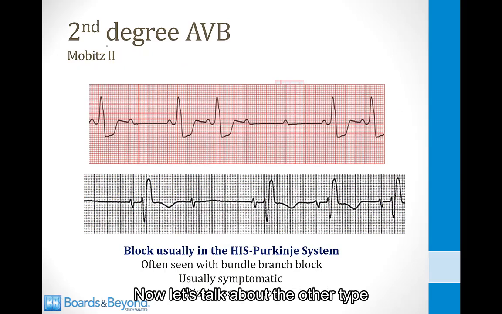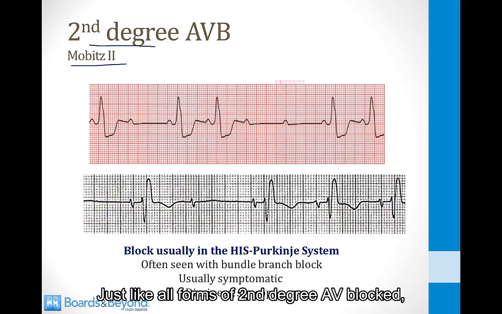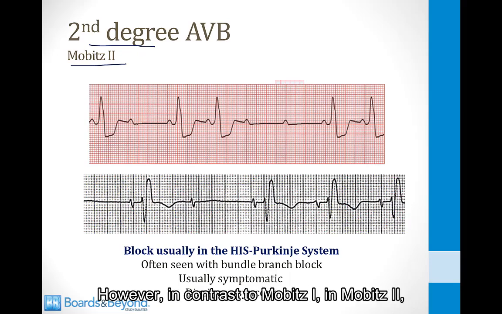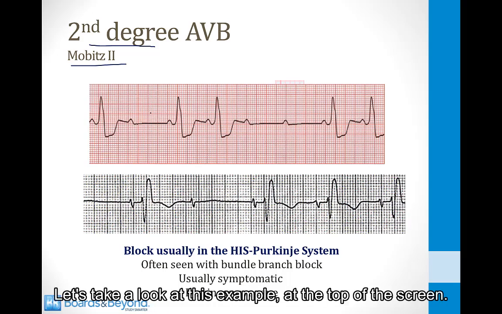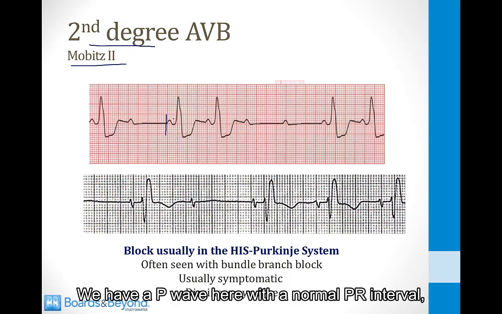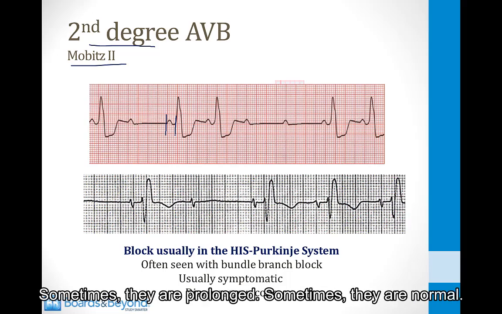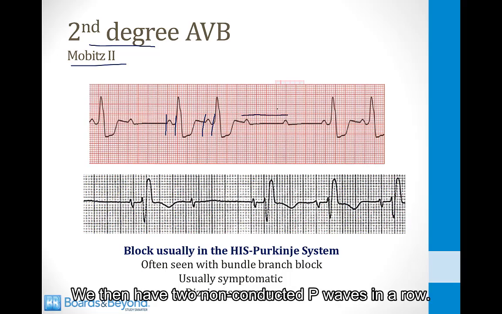Now let's talk about the other type of second-degree AV block. That's called Mobitz type 2. Just like all forms of second-degree AV block, there are some conducted P waves and some non-conducted P waves. However, in contrast to Mobitz 1, in Mobitz 2 there is no progressive prolongation of the PR interval. Let's take a look at this example at the top of the screen. We have a P wave here with a normal PR interval, and you can see normal PR intervals in Mobitz type 2. Sometimes they are prolonged, sometimes they are normal. We then have another conducted P wave with the same PR interval. In other words, there is no prolongation. We then have two non-conducted P waves in a row.